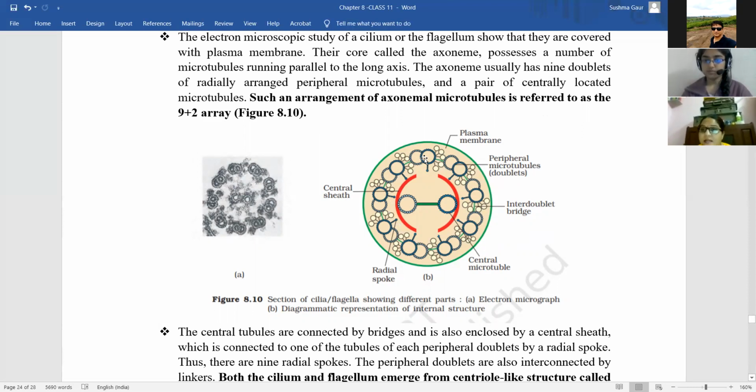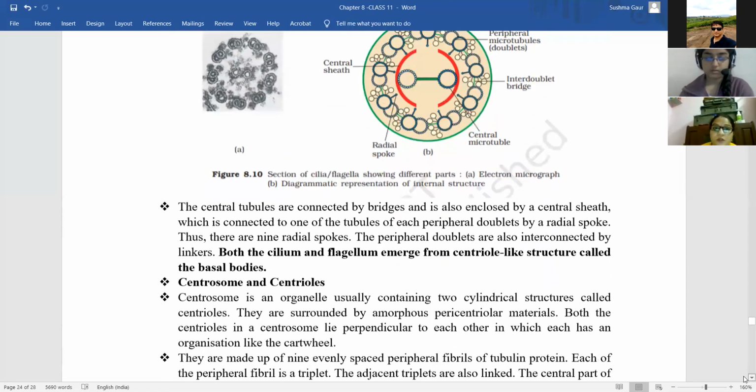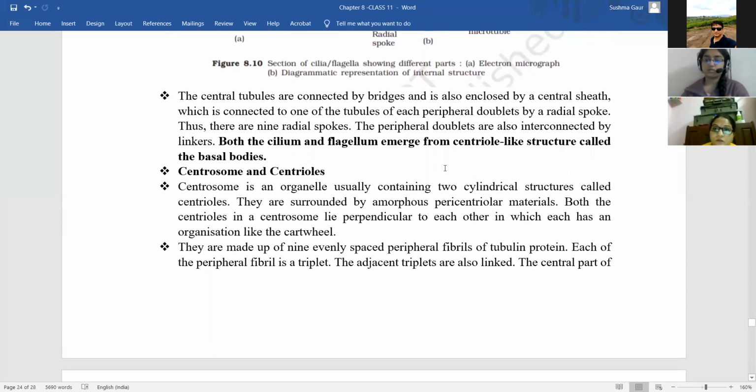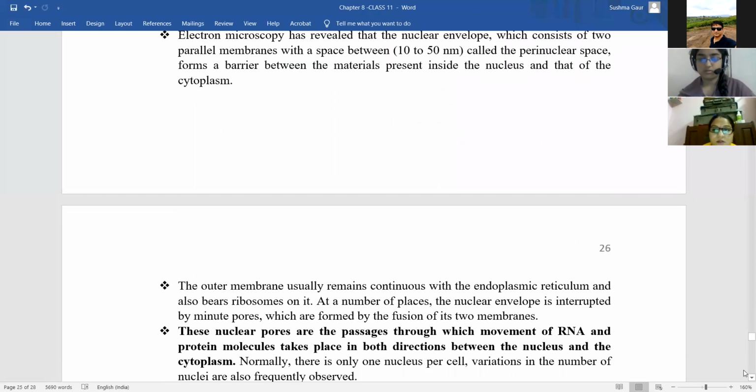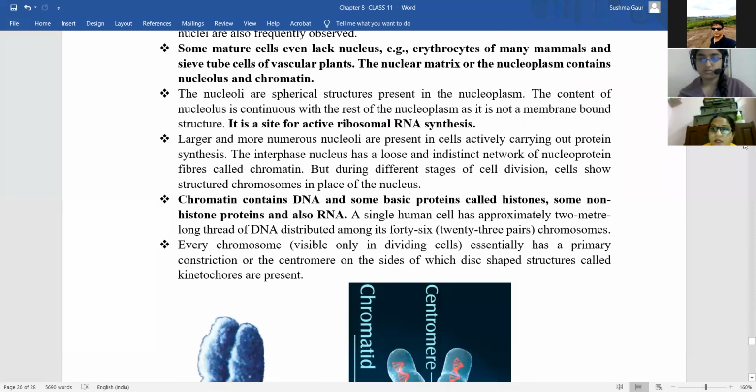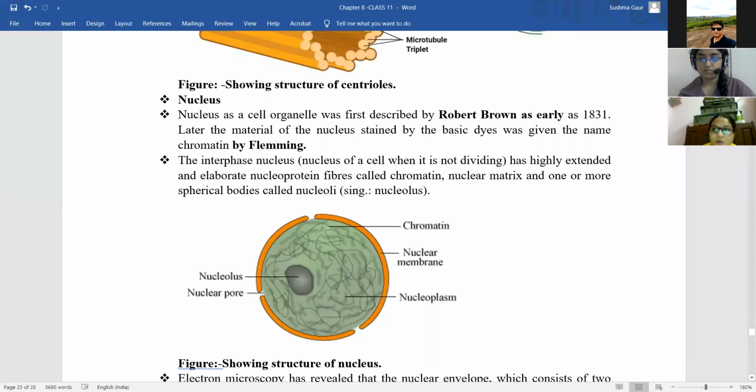Are you understanding, Shreya? Yes, ma'am, it's clear. Okay, fine. Cilia and flagella emerge from centriole-like structures known as basal bodies. And this is the last portion. I'm saying it is the last, but it is not ending. It's a very long chapter. I am going to finish this chapter today.